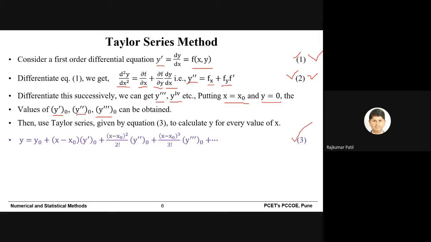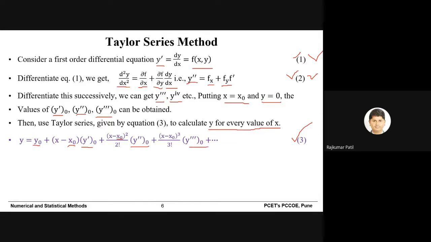So here you can see equation 3 to calculate y for every value of x. So when you look at equation number 3, especially on the right side, y equal to whatever terms are given on the right side, y naught is the initial value of y generally given to you. Then x minus x naught is also an initial value. Y dash naught you can calculate from equation 1. Again, x naught is given. Y double dash naught you can calculate from equation 2.